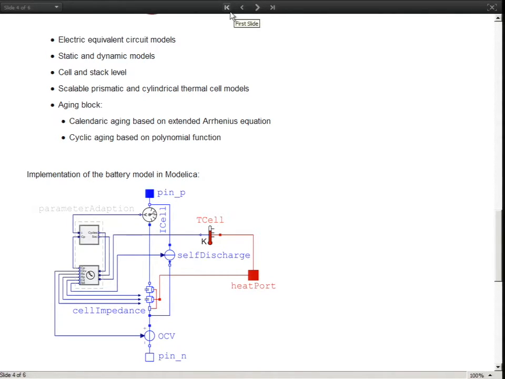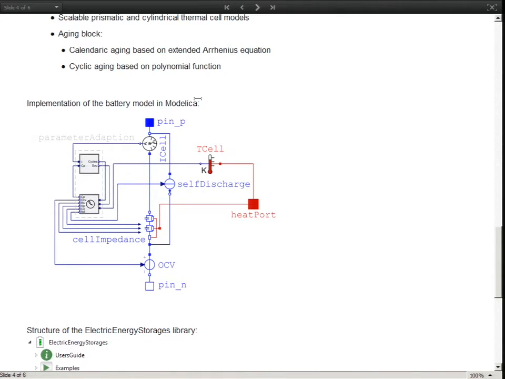And we've got the aging block, which considers the calendaric or cyclic aging of the batteries. So we can see here a screenshot of a cell model implemented in Modelica and SystemModeler. We've got here the parameter adaptation model, which adapts the parameters and configures the electric model, which we have here. So it's a very simple model, which is very good for the automotive application. It's very efficient, very fast, and it has sufficient accuracy for the automotive domain.